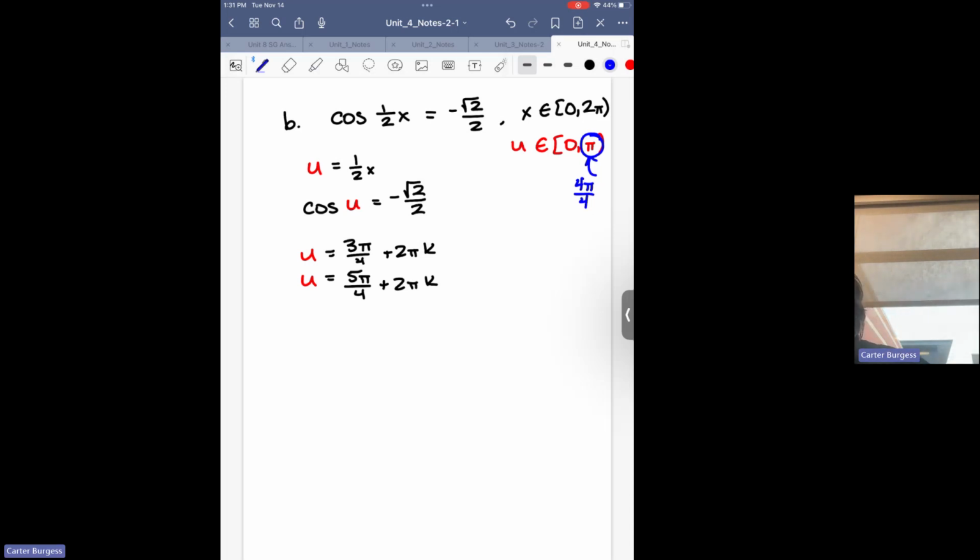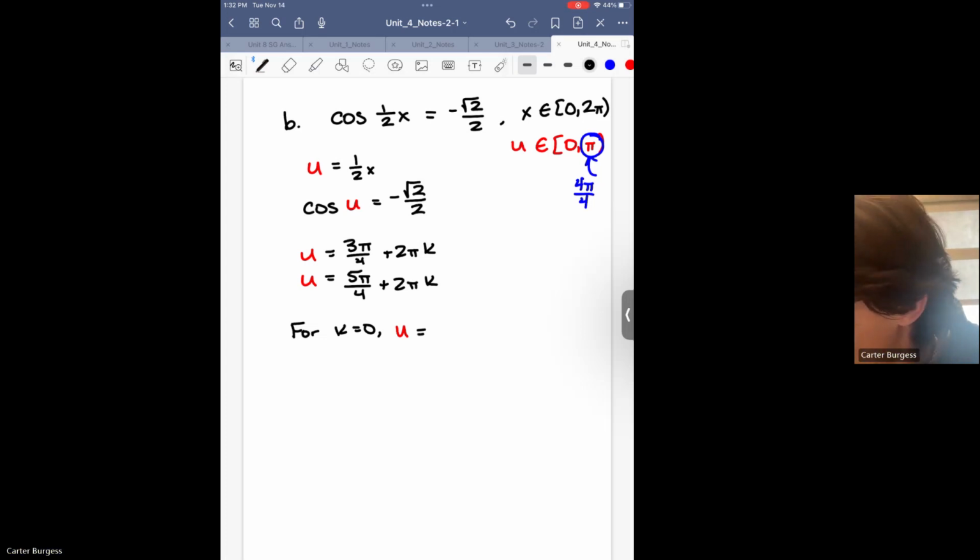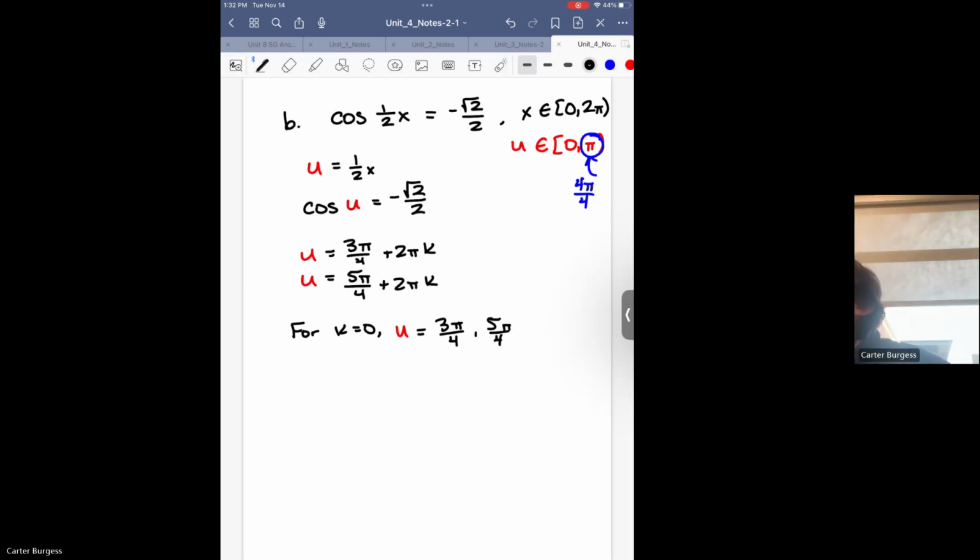All right, so let's check some values of k here. When k is 0, what are the values that we get for u? 3 pi over 4 and 5 pi over 4. And what do we notice? We've already exceeded what u is allowed to be from just k equals 0. We can't have 5 pi over 4.